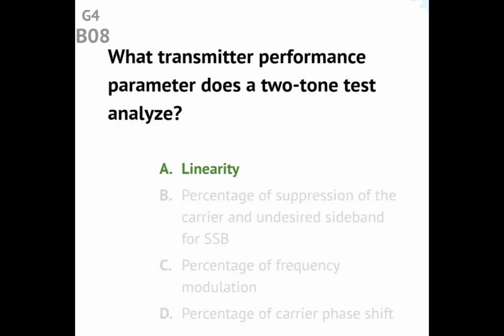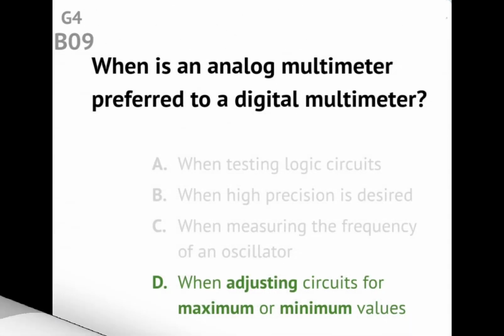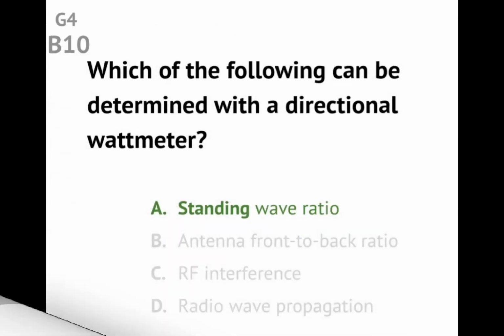Question G4B08. What transmitter performance parameter does a two-tone test analyze? Answer: linearity. Question G4B09. When is an analog multimeter preferred to a digital multimeter? Answer: when adjusting circuits for maximum or minimum values. Question G4B10. Which of the following can be determined with a directional wattmeter? Answer: standing wave ratio.